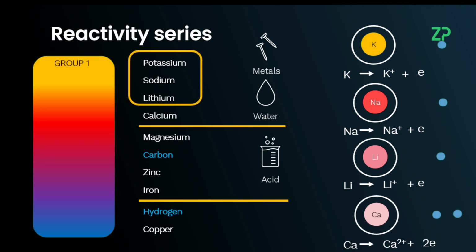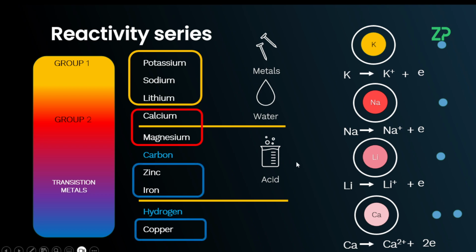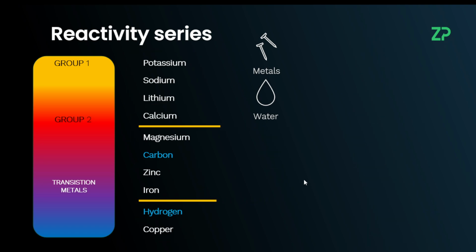Now these three at the top of this series are the group 1 metals: potassium, sodium, and lithium. And they are reactive enough to react with water, whereas calcium and magnesium are group 2 metals, and their reactivity is a little less, and they tend to react with acids. And then the least reactive here are these transition metals: zinc, iron, and copper. They will tend to react with acid, but the copper itself is quite inert or unreactive.